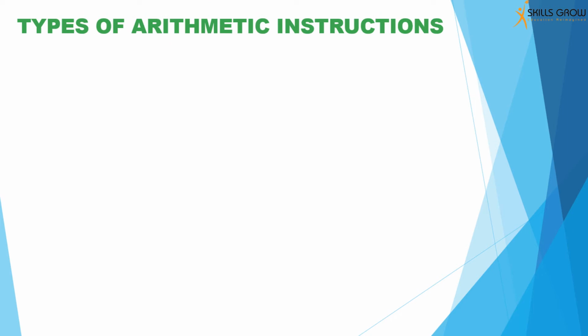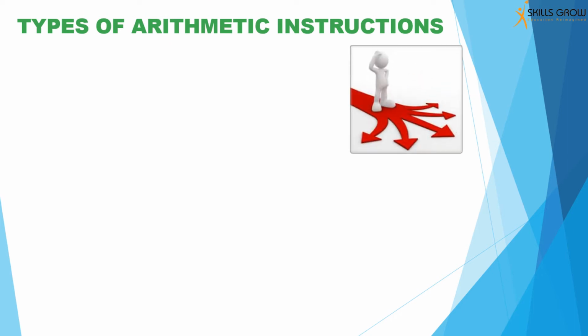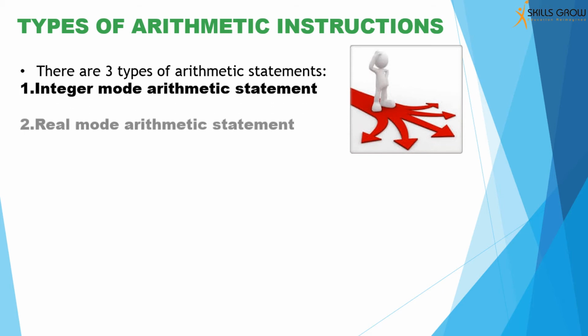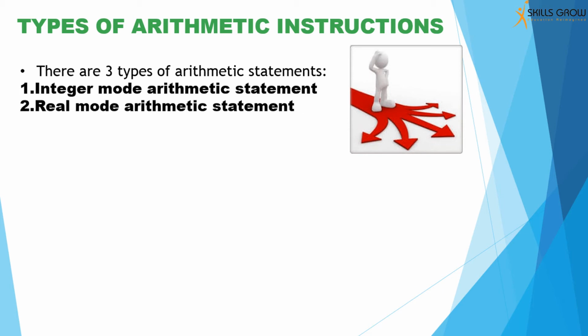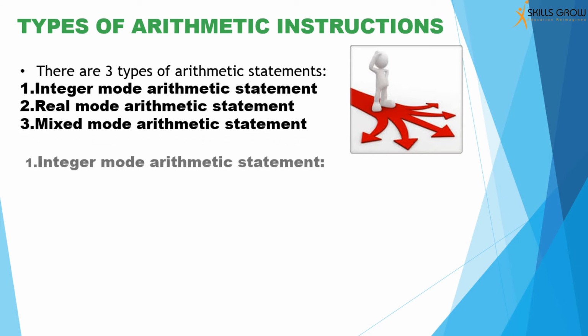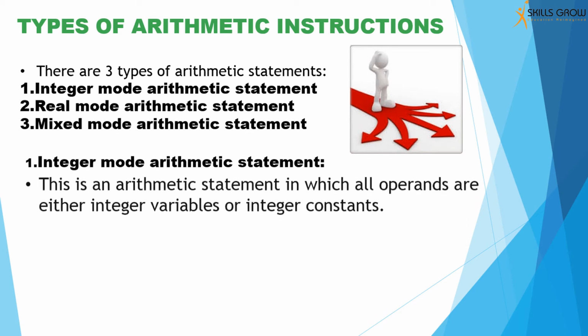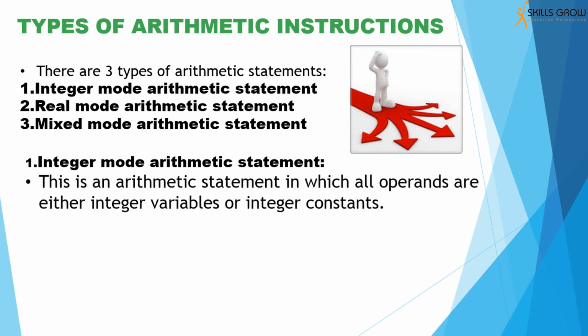Types of arithmetic instructions. Based on the operands used in the instructions, arithmetic instructions are divided into three types: integer mode arithmetic statement, real mode arithmetic statement, mixed mode arithmetic statement. Integer mode arithmetic statement. In these statements, all operands are either integer variables or integer constants. In the given example, all the variables a, b and sum are integers.